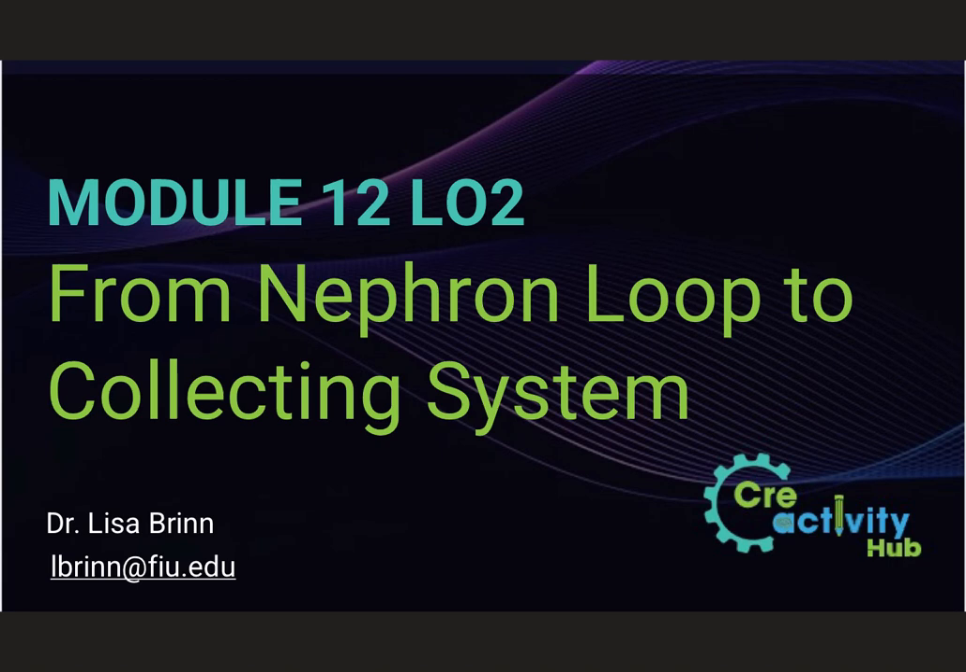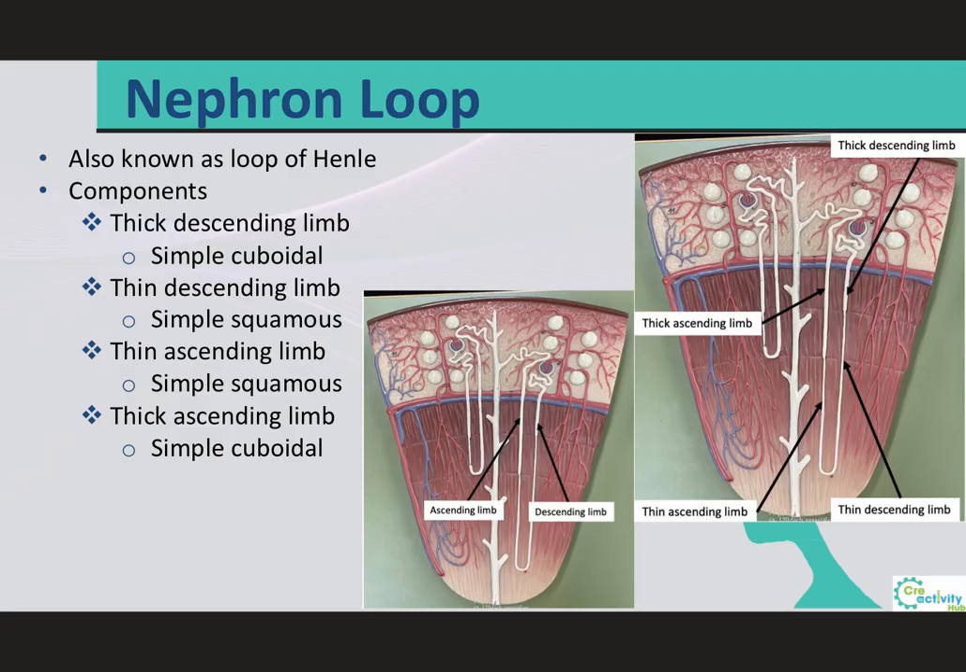Everyone. For learning outcome number 2 of Module 12, we're continuing with the nephron, and now we're moving to the nephron loop, as we have already talked about the proximal convoluted tubule. So the next structure would be the nephron loop, and then we will go all the way to the collecting system. So here is your proximal convoluted tubule, and it will end as the renal tubule enters the medulla. And this bend marks the start of the nephron loop.